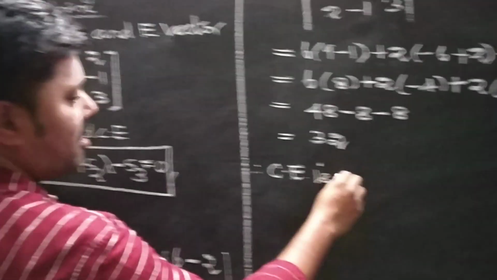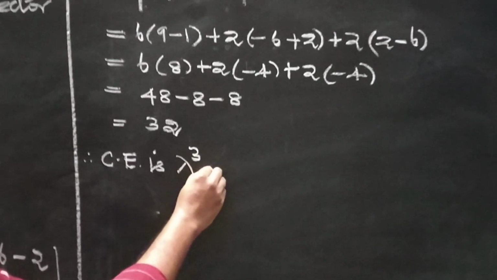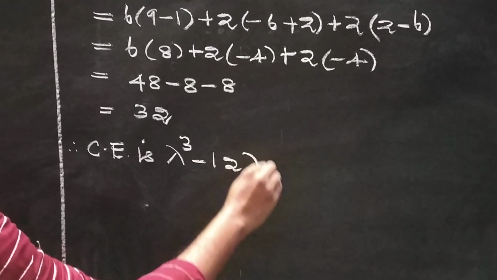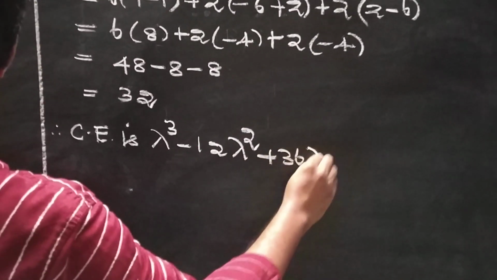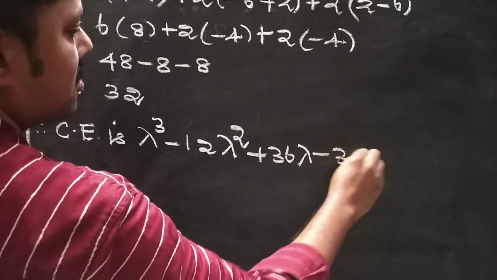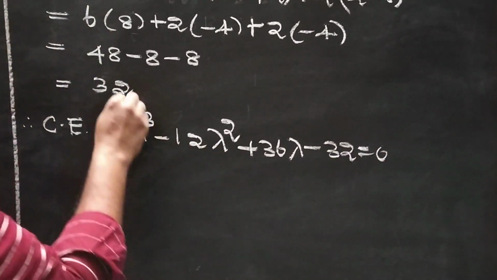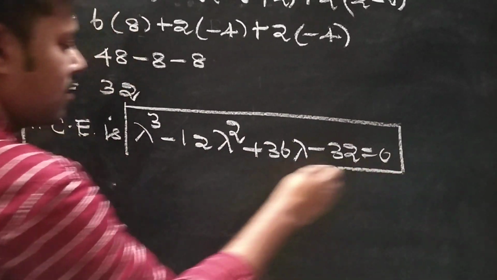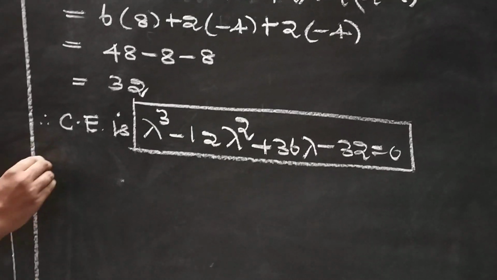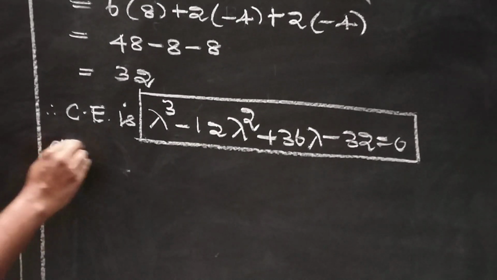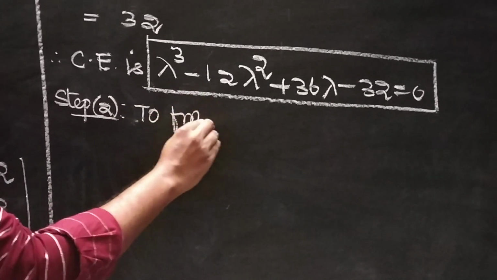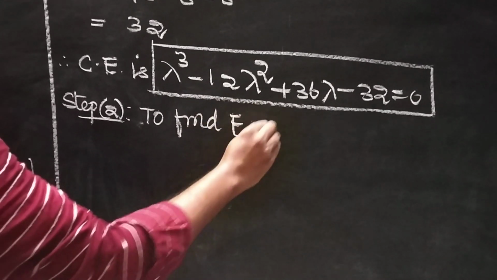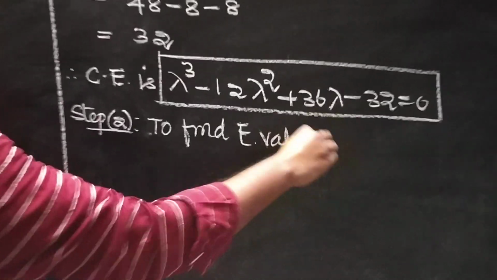Therefore the characteristic equation is obtained by substituting the values of S1, S2 and S3 in the equation lambda cubed minus S1 lambda squared plus S2 lambda minus S3 equals 0, which is the required characteristic equation for the given 3 by 3 matrix. Then step 2, to find the eigenvalues. To solve the characteristic equation, we get the characteristic roots or eigenvalues.